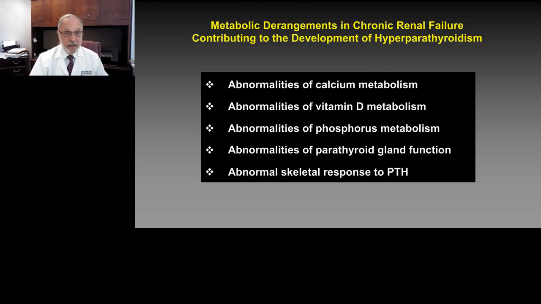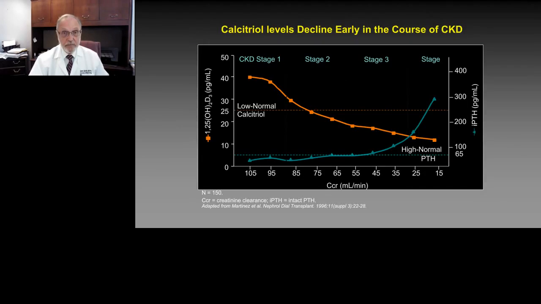And the last one on the slide, which I won't really address, is an abnormal response of the skeleton to PTH in the presence of kidney disease, meaning that you usually have to have higher levels of PTH than normal to try to maintain bone turnover in the normal range.